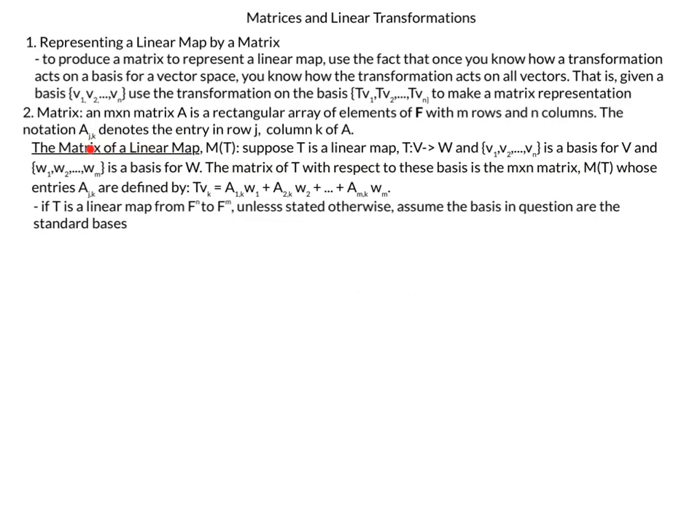We are going to look at the matrix of a linear map. In other words, suppose T is a linear map from V to W, v1 to vn is a basis for V, and w1 to wm is a basis for W. We're going to then find the matrix to represent the linear map T, and we're going to use these bases, the V bases and the W bases, to form our matrix M of T. And if T is a linear map from Fn to Fm, unless stated otherwise, we're going to assume the bases in question are the standard bases.